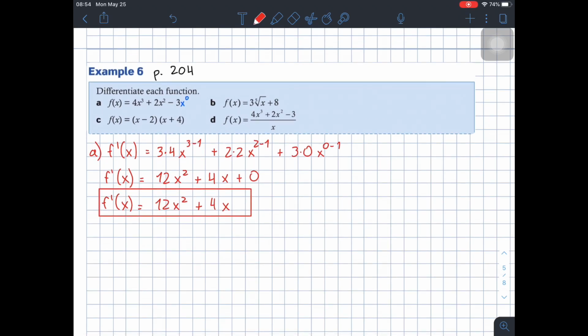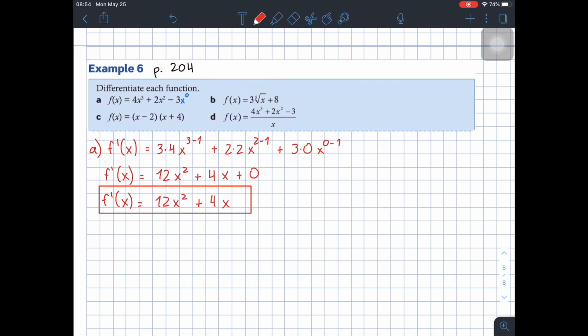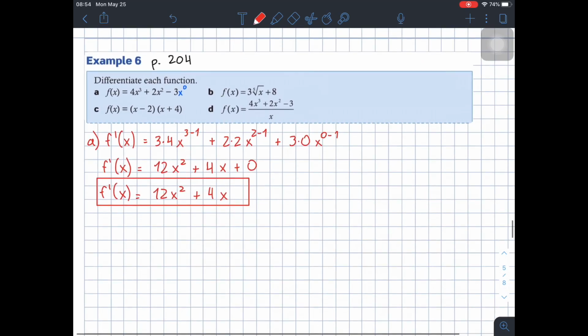Okay? You see that this will become very mechanical and very easy as you practice this. And you see this is not difficult at all. Okay, so let's see part B. In this case, f of x is 3 times the radical 5 of x plus 8.